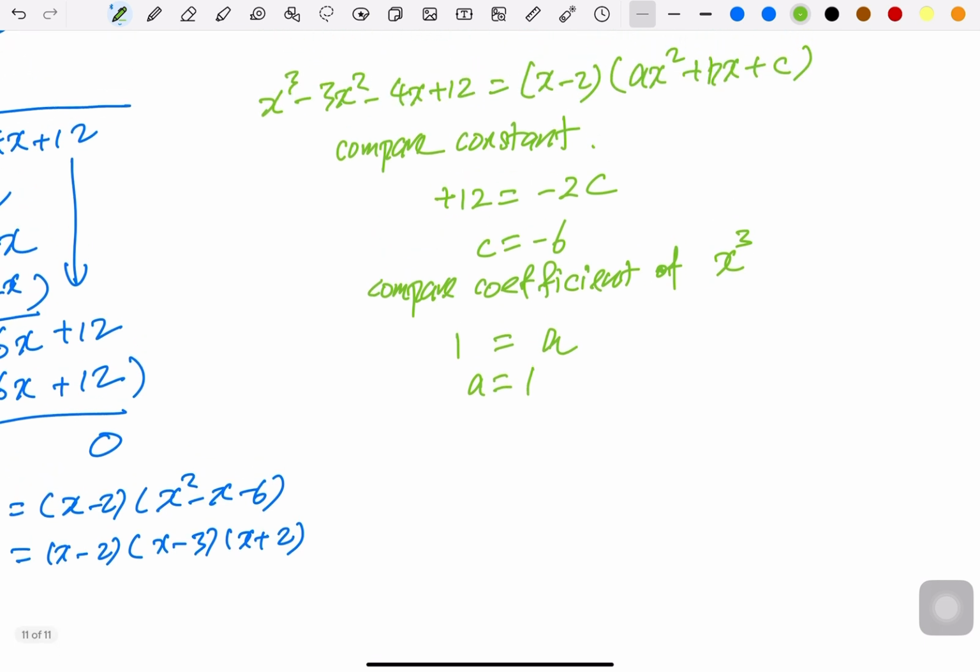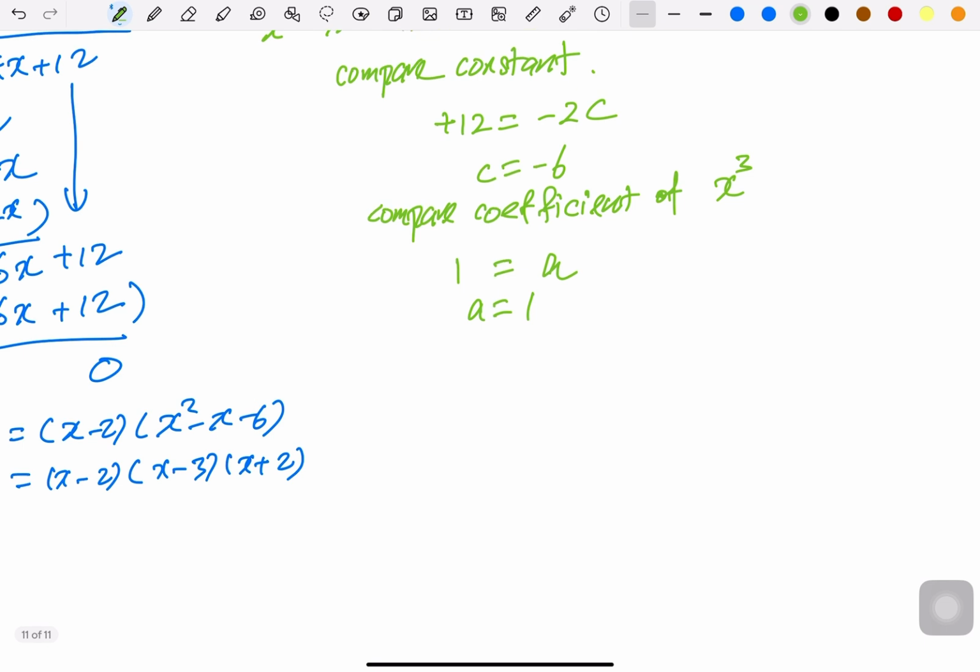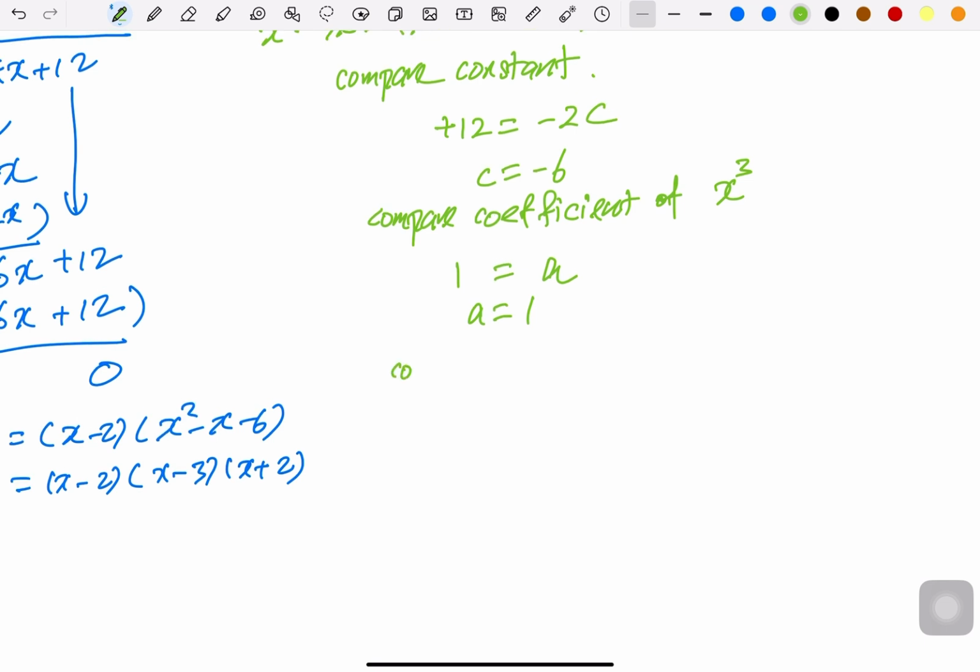Next, I have three unknowns, a, b, c. I found a, I found c. Maybe to find b, I just need to substitute any number, then I should be able to get b. If I want to use compare coefficients, it's still possible. So I will compare constant, I will compare x cubed. The next thing I will compare, I can compare x squared or x terms.